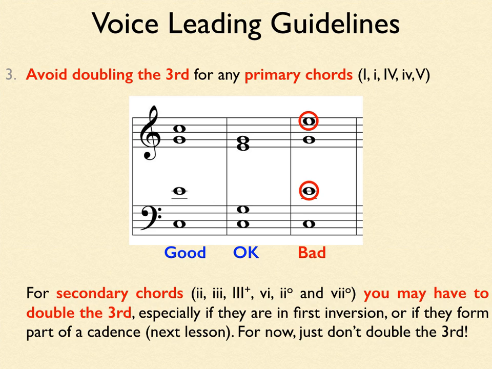For secondary chords, like all the other chords besides the tonic, the subdominant, and the dominant, you may have to double a third, especially if they are in first inversion or if they form part of a cadence. Okay, so for now, just don't double the third. Keep it on the back burner that doubling the third is bad, and there may be occasions when you have to do it, but it's not good practice for most primary chords. Okay, for your tonic, your subdominant, and your dominant, there will be exceptions to all this later, but for now, keep that rule in mind. Avoid doubling the third.